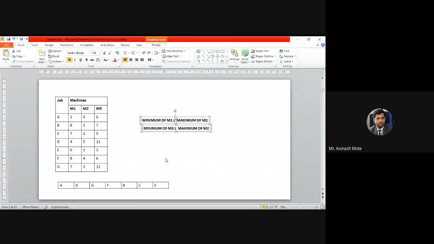Okay, so that is the thing, and these are the only two types we are having. Okay, these are the only two types we are having for the sequencing model problem. Okay, so with this our section first is over, right?